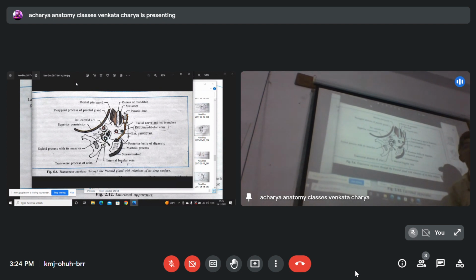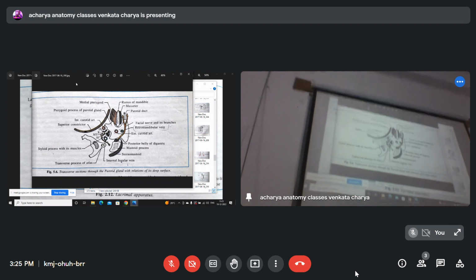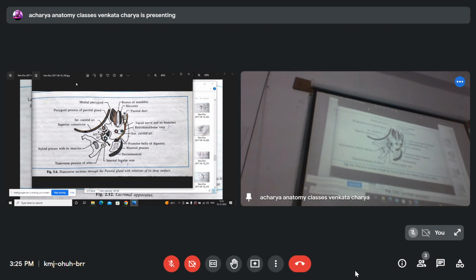Artery: superficial temporal artery, for blood supply. Nerve: auriculotemporal nerve. The superficial temporal artery is the terminal branch of the external carotid artery.